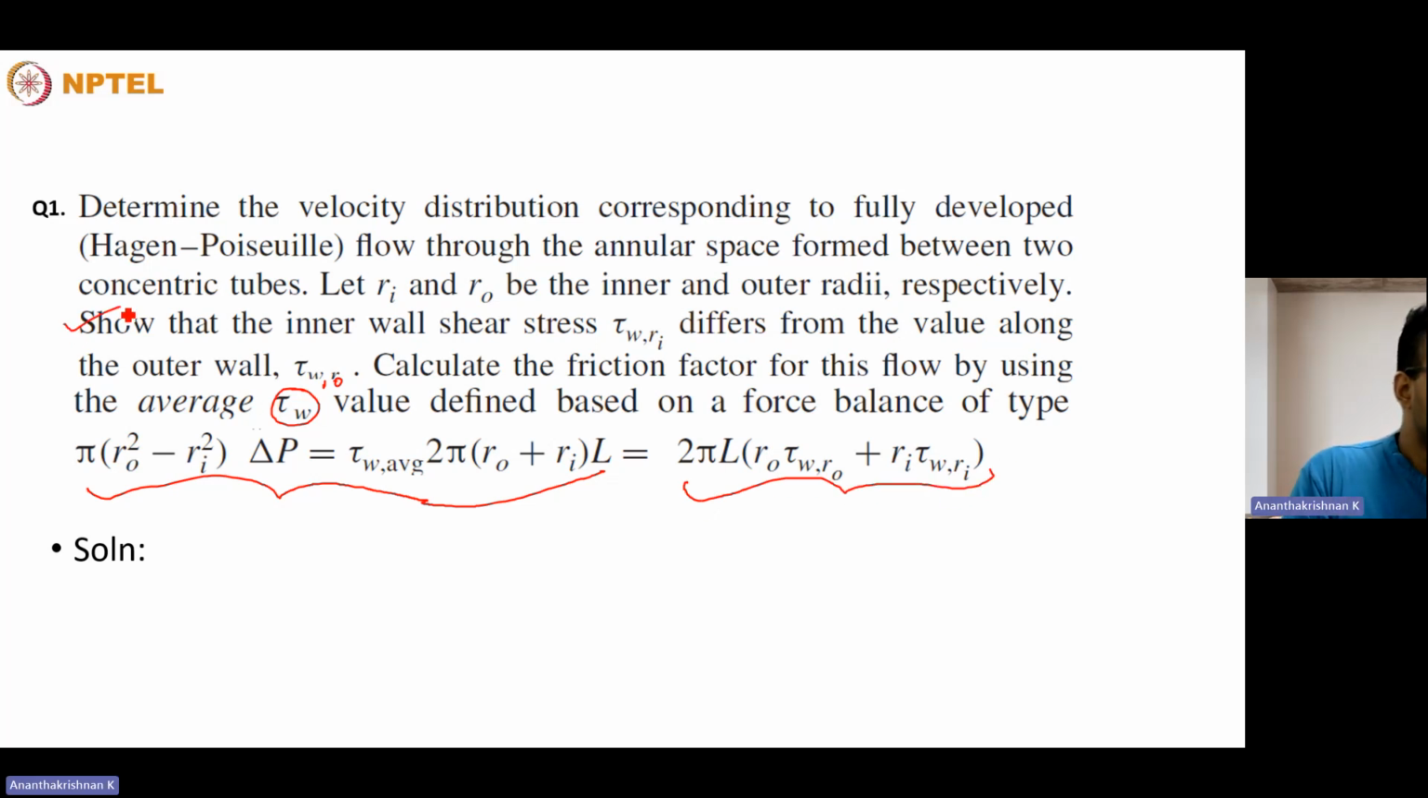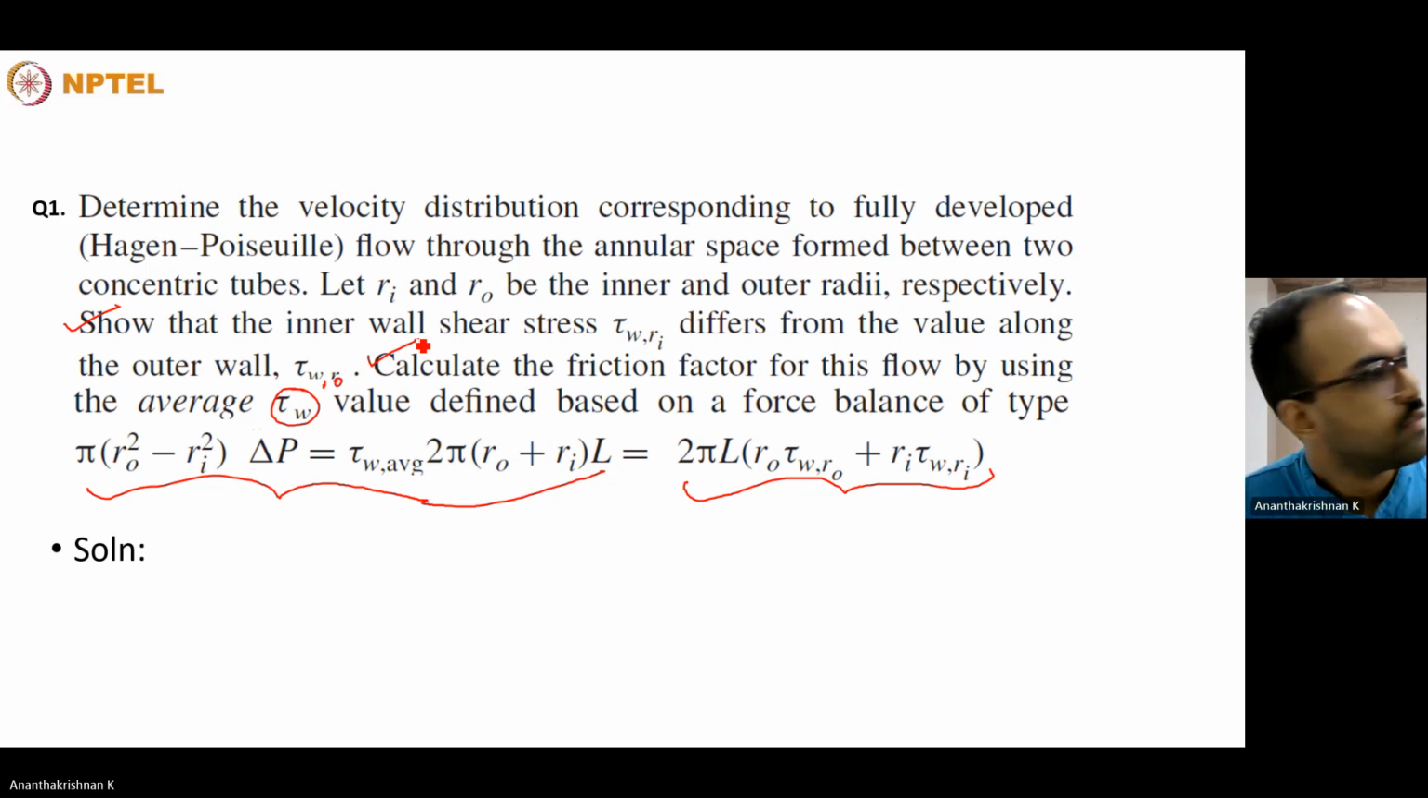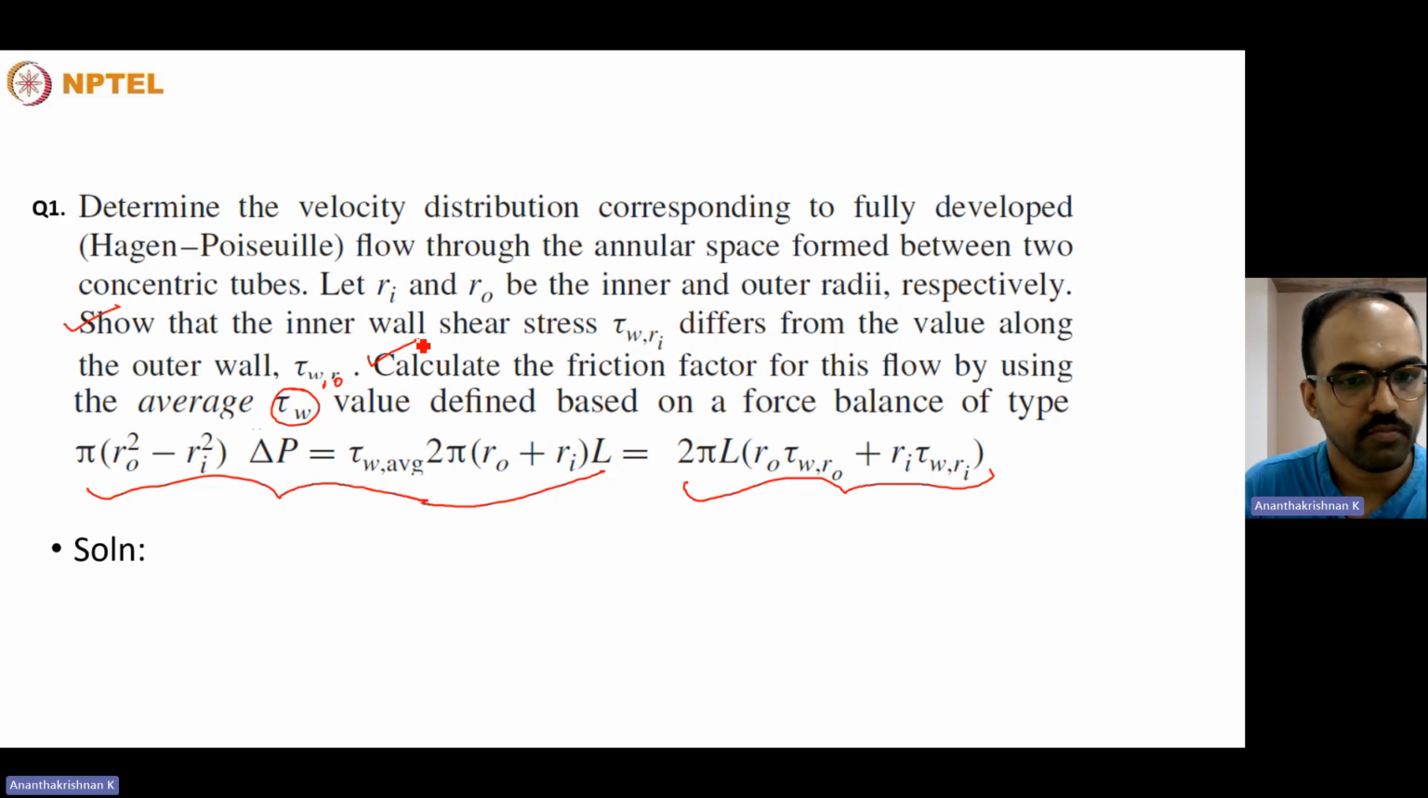There are two parts to the question. First of all, we have to show that the inner wall shear stress differs from the value along the outer wall, and we need to calculate the friction factor for this flow by using the average shear stress value. Looking at the problem, I'll also try to solve it within another couple of minutes. So it's a derivation kind of problem. First of all, try to draw a schematic and identify what exactly needs to be solved in this kind of problem.